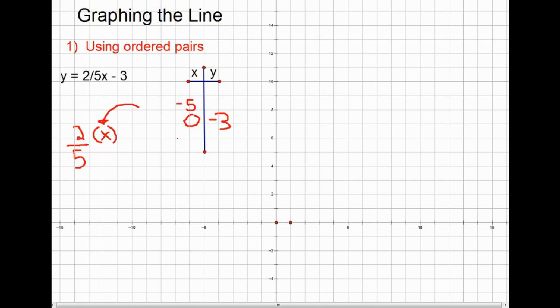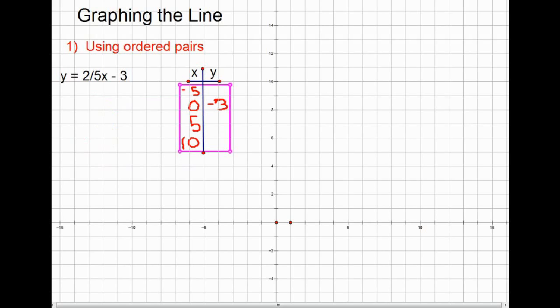And then we already know the value for y when x is 0. But I'll also choose positive 5. And if I continue to count in 5s here, positive 10 as well. So let's see the values that we get when we substitute those values of x into the equation.